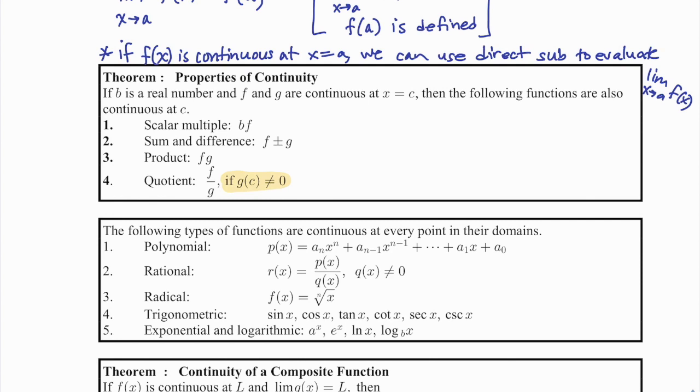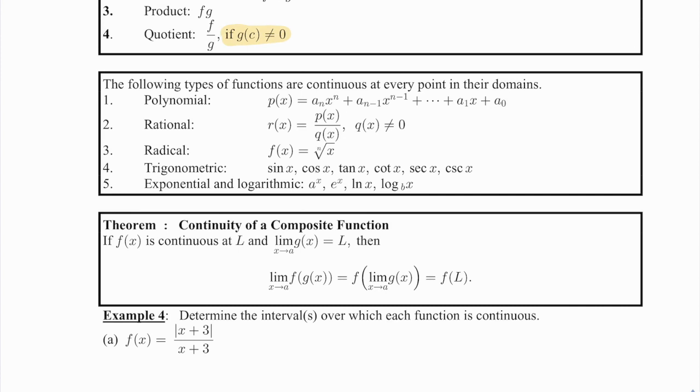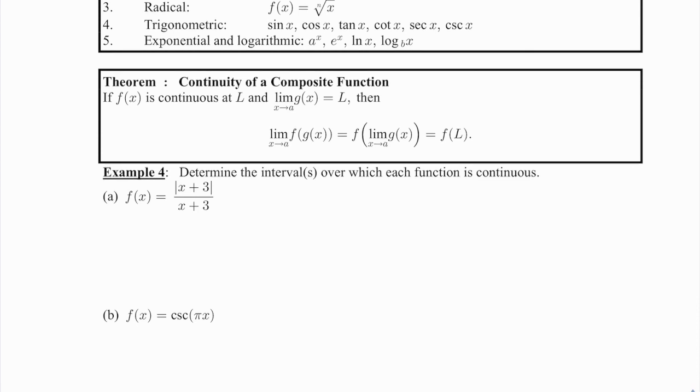Using those combinations, we can conclude that all polynomial functions are continuous on their domains, all rational functions are continuous on their domains, radical functions are continuous on their domains, trig and exponential and logarithmic functions are all continuous on their domains. So it's important to know how to figure out the domain of a function, but if you can do that, most of the time you can tell where the function is continuous. And then lastly, when we compose two continuous functions, then that composition is also continuous.